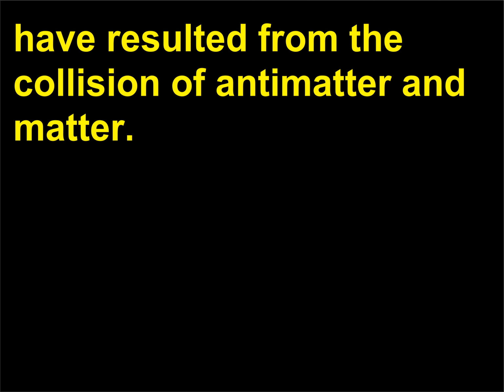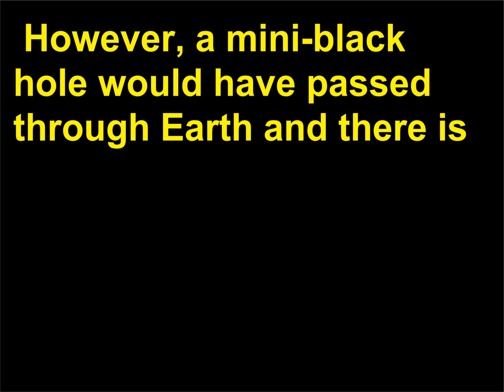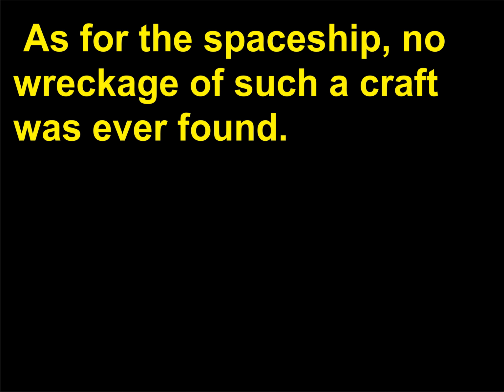There are no high radiation levels in the area that would have resulted from the collision of antimatter and matter. Two other theories include a mini black hole striking Earth or the crash of an extraterrestrial spaceship. However, a mini black hole would have passed through Earth, and there is no record of a corresponding explosion on the other side of the world. As for the spaceship, no wreckage of such a craft was ever found.